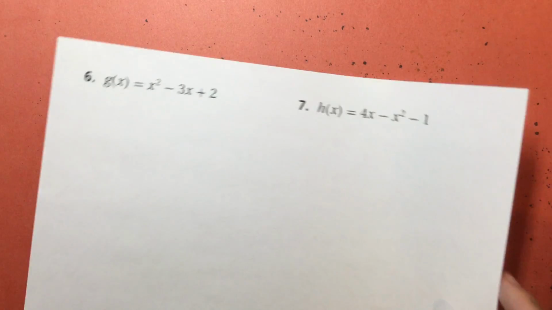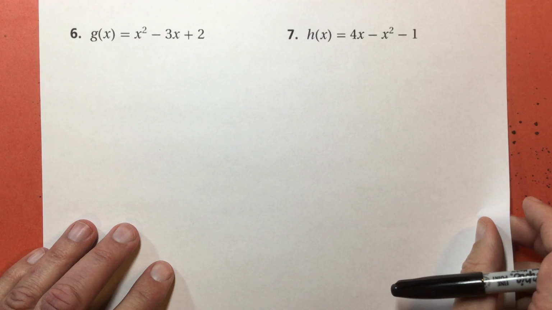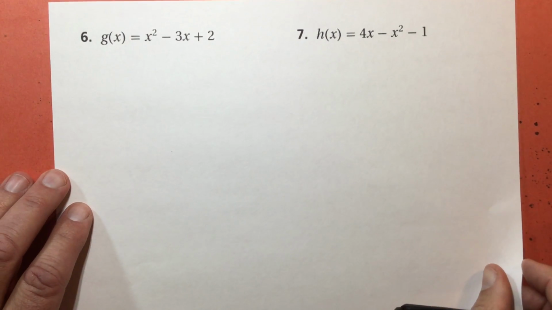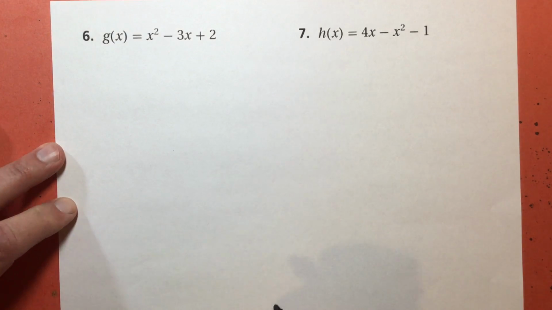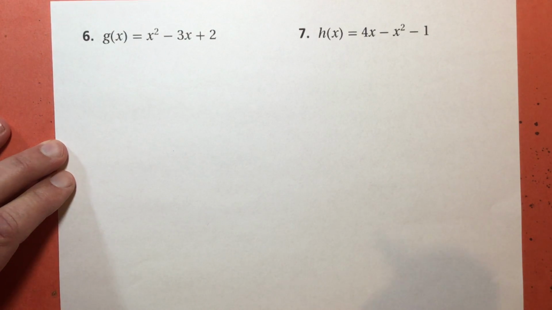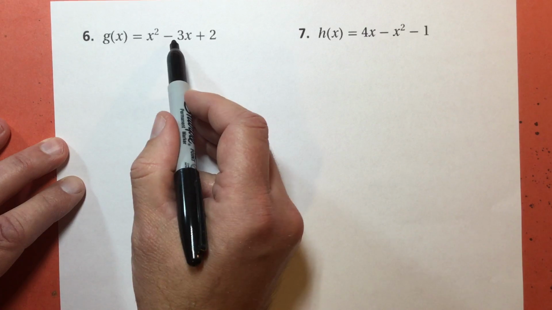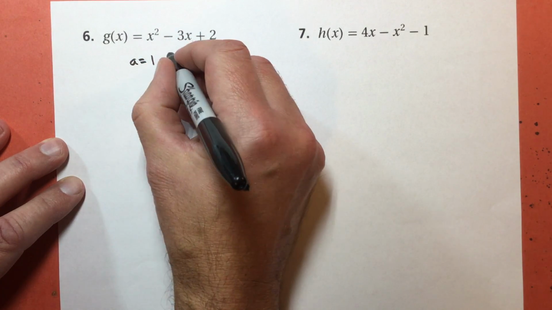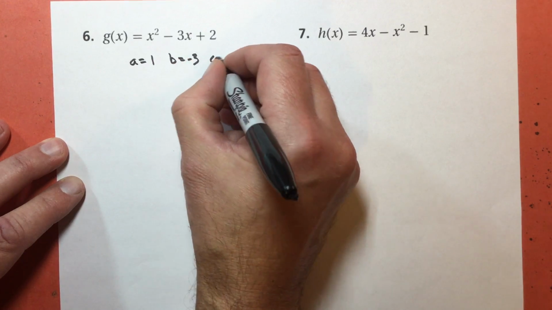Let's do a couple more. And again, if I'm going too fast, please pause it, rewind it, do whatever you need to do. And I will take pictures of all these things so you guys can see it. Okay, g of x is x squared subtract 3x plus 2. So my a equals 1, my b equals -3, and my c equals 2.